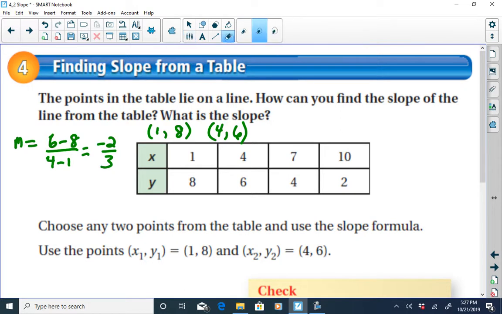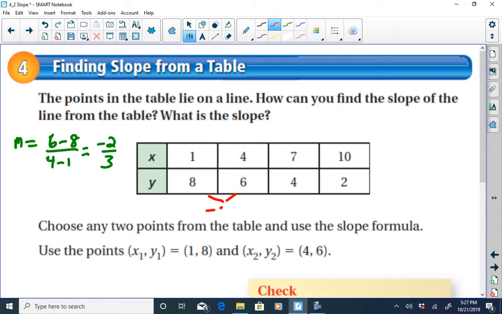But instead of doing that, we can also do the following. We can use the ratio of the change in y to the change in x. So I look at my ratio here. I go from 8 to 6, that's a decrease of 2. From 6 to 4, that's a decrease of 2. From 4 to 2, that's a decrease of 2. So my change in y is negative 2.